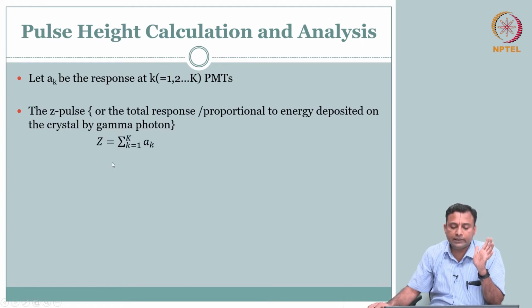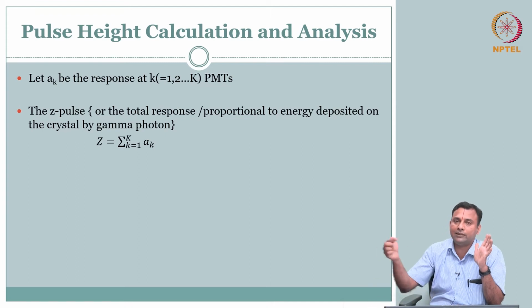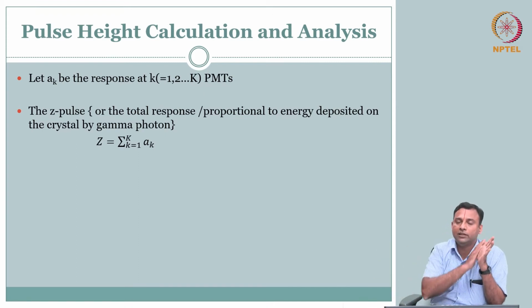So your Z is nothing but the sum of all the outputs of the different photomultiplier tubes. So now the question is, where do I place it? This is the net response in the detector, but where is this activity coming from? Because our goal is to say where the activity came from.